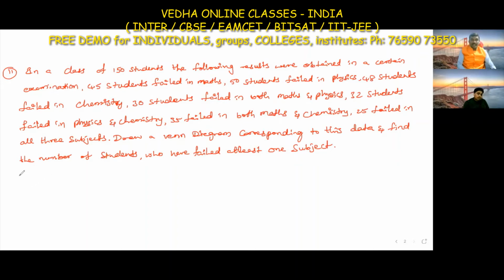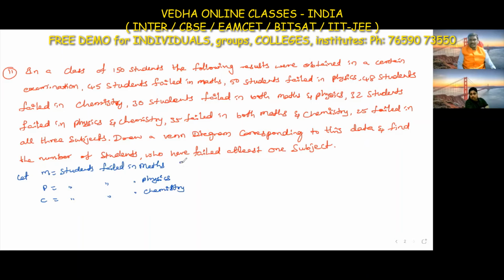So here, maths we take as M, physics P, and chemistry we take as C, the first letters. Let M be the students failed in math. I am considering this as A. P is nothing but students failed in physics. And C, what is C? Students failed in chemistry.